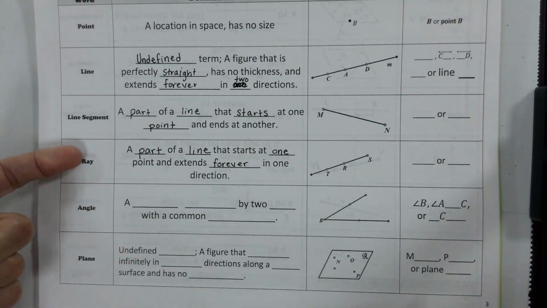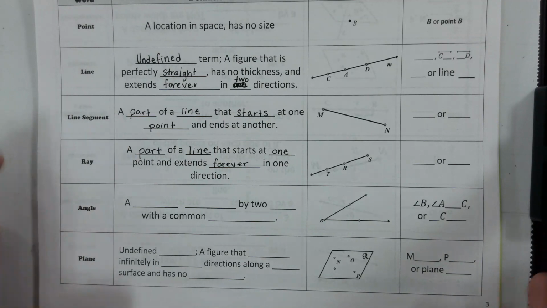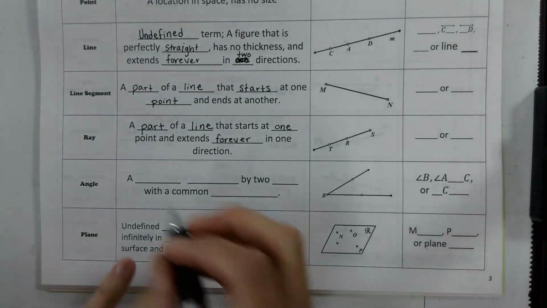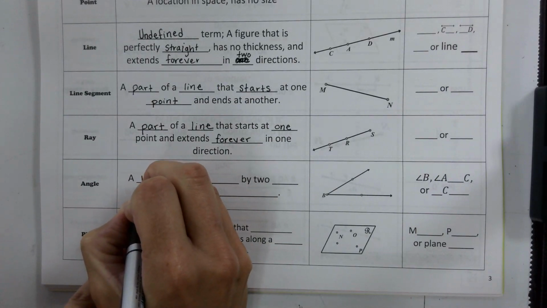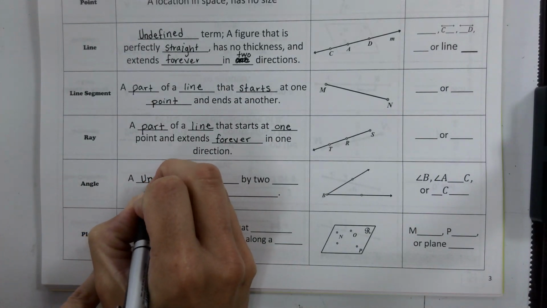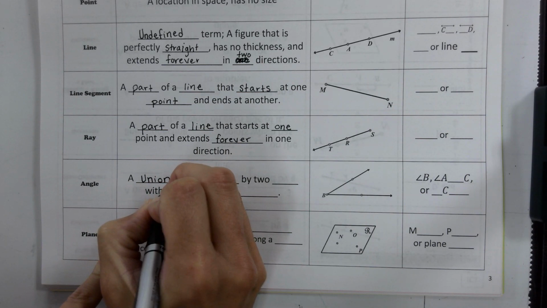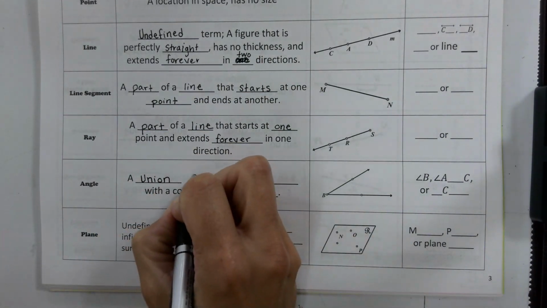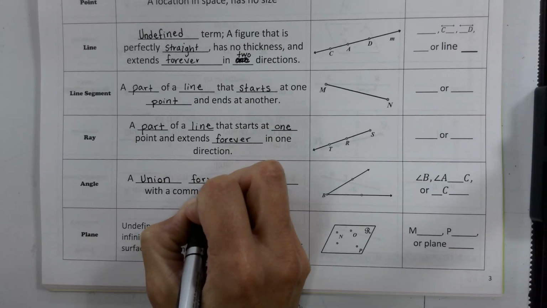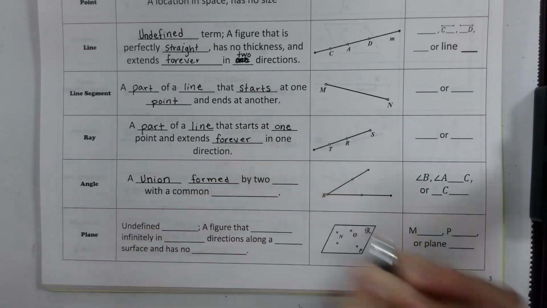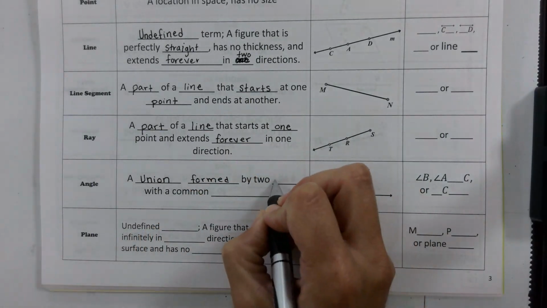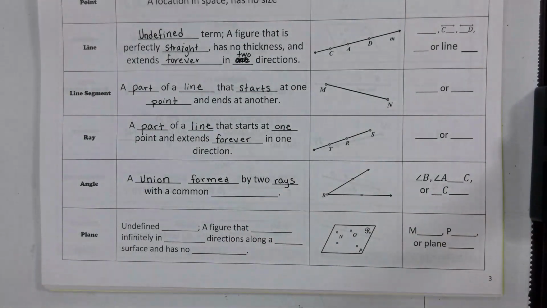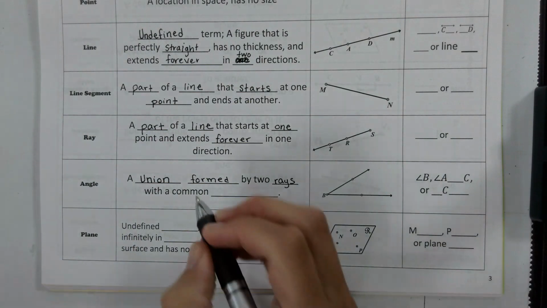Okay, let's build upon that definition to get our angle. An angle is a union formed by two rays with a common endpoint.